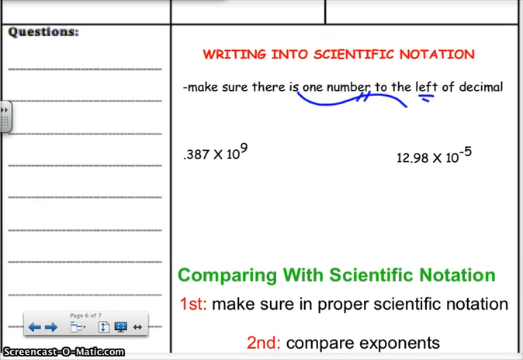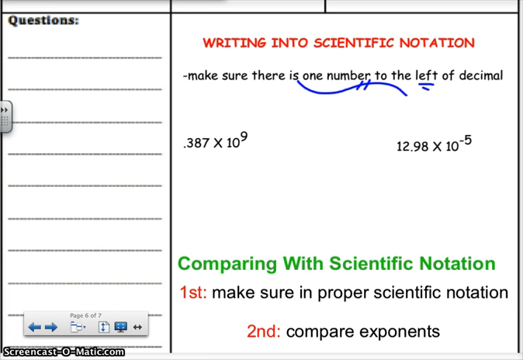For example, 0.387 times 10 to the 9th. They're going to say, write this in scientific notation. Is it in scientific notation right now? No, because there's no number to the left. So I need to rewrite this. However, now my power changes. So the best way to do this, and some of you are going to develop the trick, I'm going to ask that until you develop it on your own, you're going to do it the old-fashioned way.